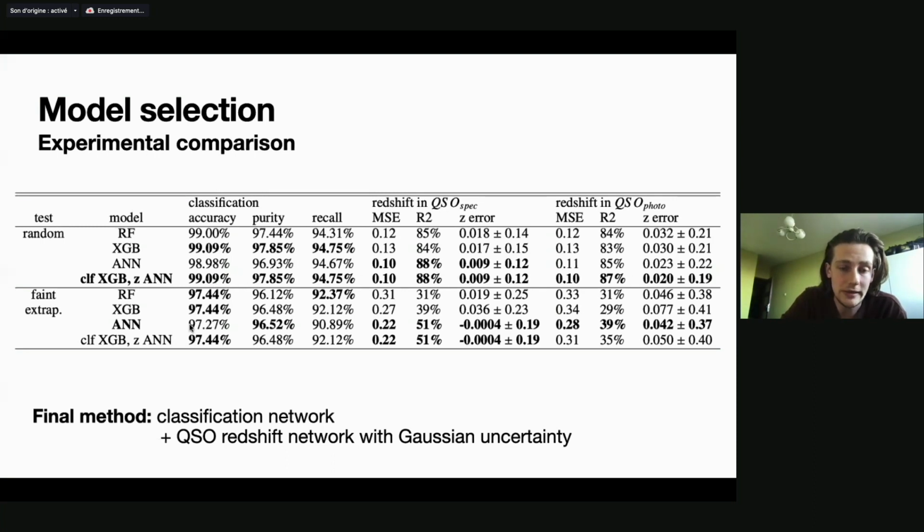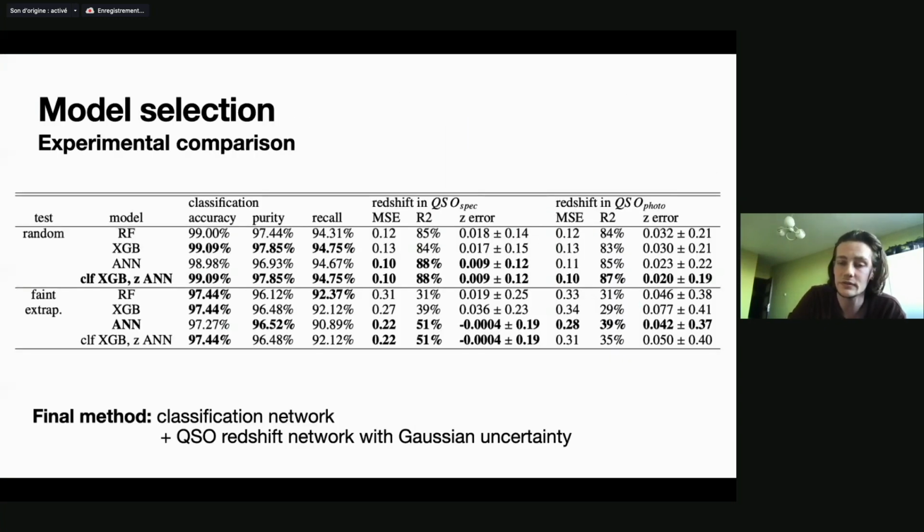But when we combine those models and use the faint extrapolation test, and the last three columns show the results not in the subset of true quasars, but in the subset of the photometric, what we call quasar candidates, which comes from our model, then it seems that the two models are working well, but they are in some disagreement with each other. And this disagreement shows in this faint extrapolation test, which is harder, and actually shows that combining two different models gives worse results than using only the artificial neural network.